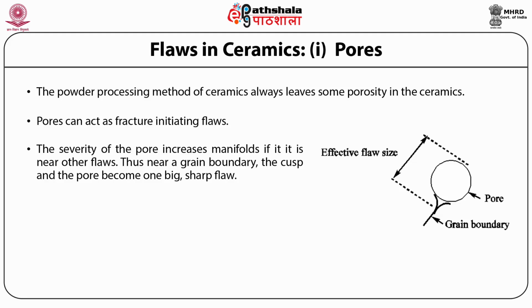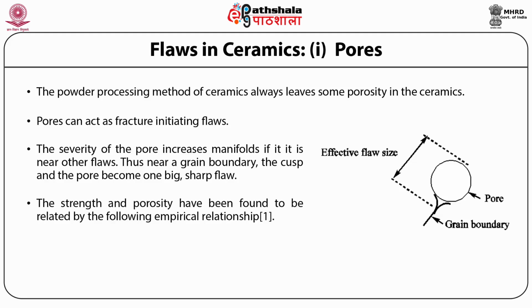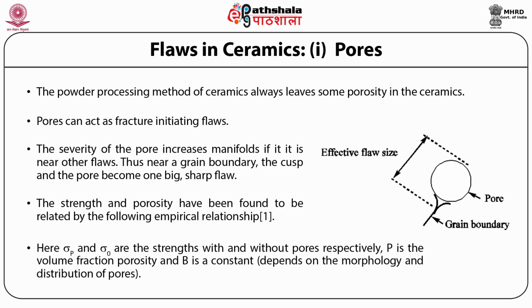So, the strength and the porosity of the pores have been found to be related by the following relation, that is sigma p equal to sigma naught exponential minus bp, where sigma p and sigma naught are the strengths with and without the pores respectively. P is the volume fraction porosity and B is a constant which depends on the morphology and distribution of pores.